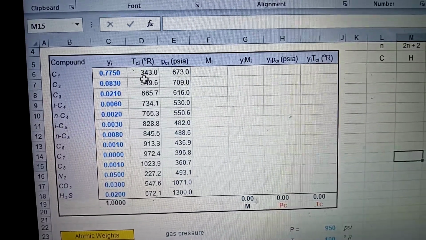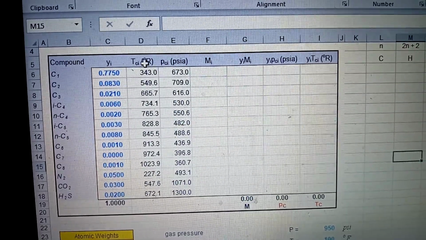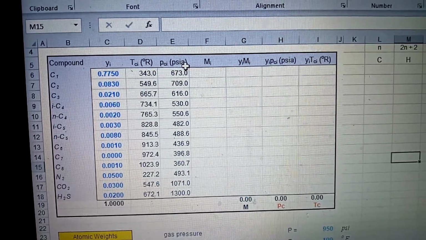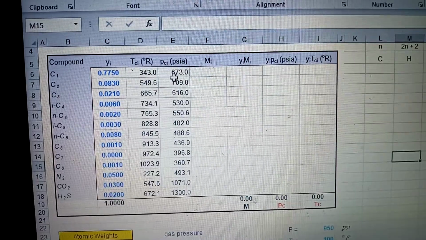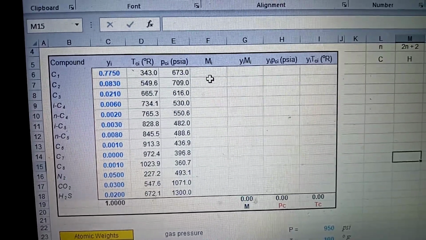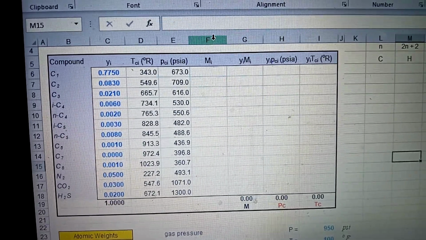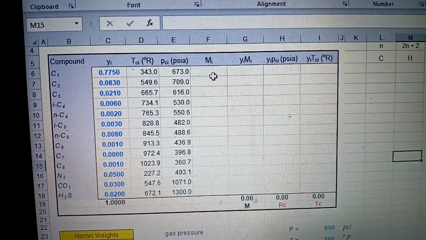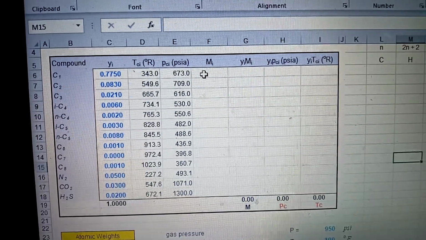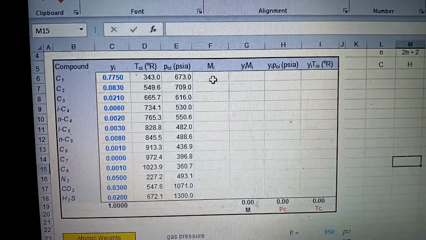Then for the critical temperature, you need the critical temperature for each component. That's given in column D. The critical pressure for each component is given in column E. But for you to find the specific gravity, you need the molecular weight, which is in column F, but it's empty, which means you have to determine the molecular weight of each component by yourself. So that's the first thing we're going to do in this exercise. We're going to find the molecular weight of each gas.